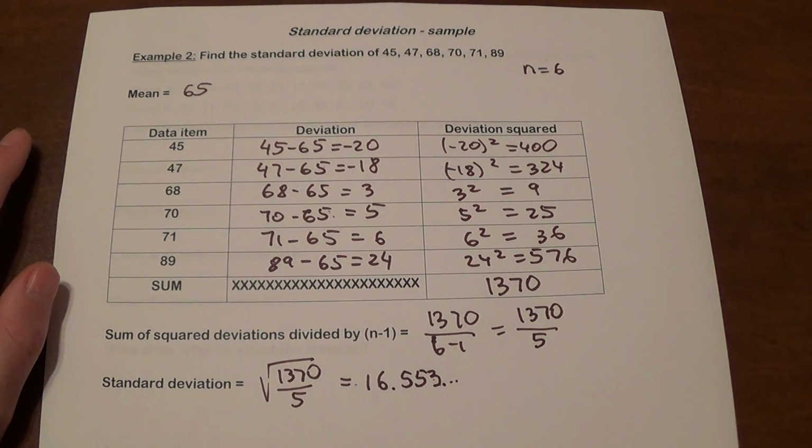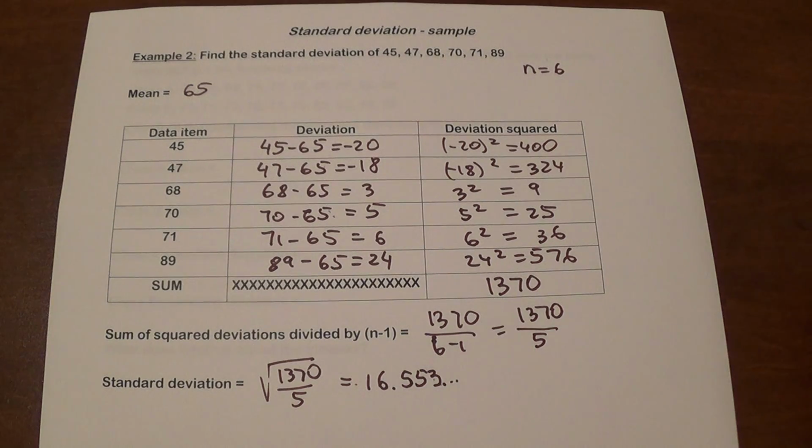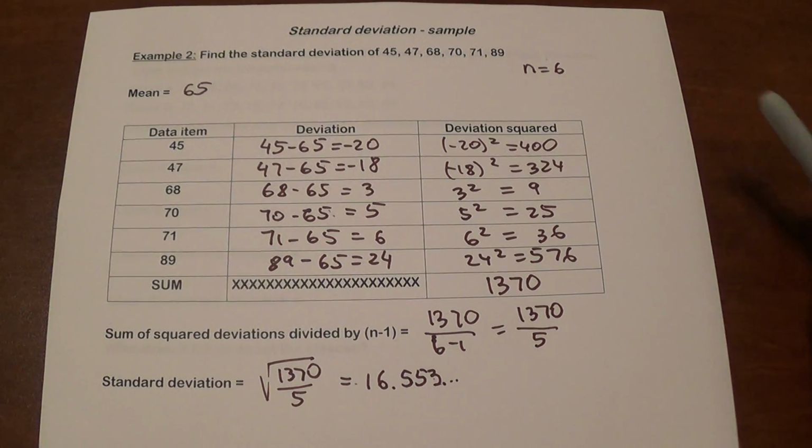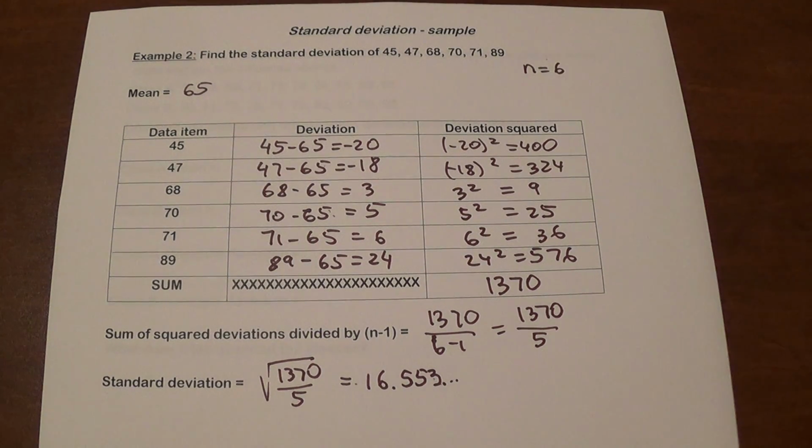Okay, so here's what we need to understand. If you remember the previous problem, our standard deviation was just a little over 3, and in this case we have a standard deviation of 16.5 roughly. So these numbers are going to be more spread out from the mean than the numbers in example 1. Okay, so that's what it tells you.